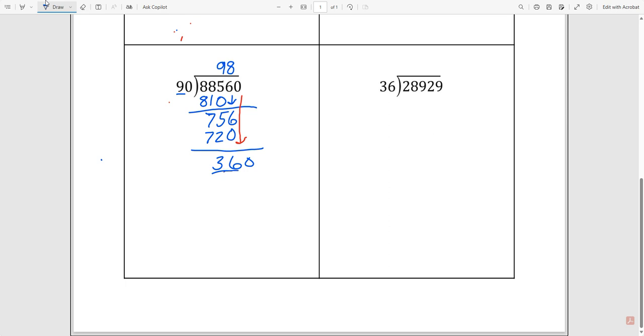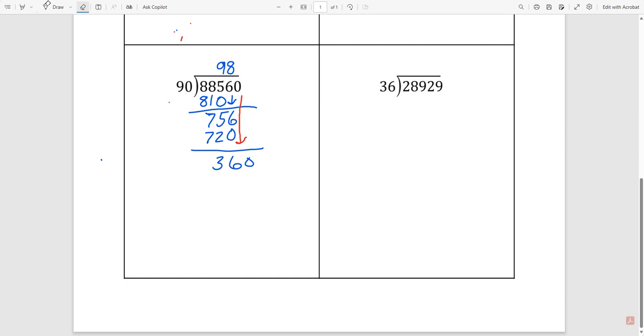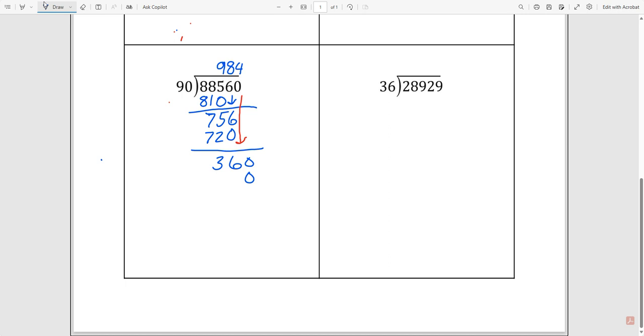But can it divide into 36? Yes, 9 will divide into 36 4 times. And so therefore we can use 4. And 4 times 0 is 0. And 4 times 9 is 36. And we have no remainder there. And so our answer is just 984, the quotient for our answer.